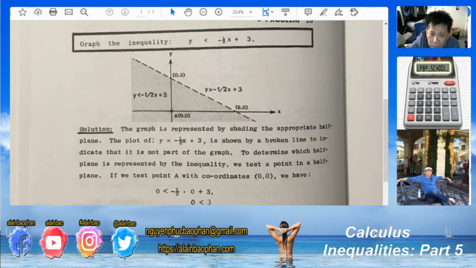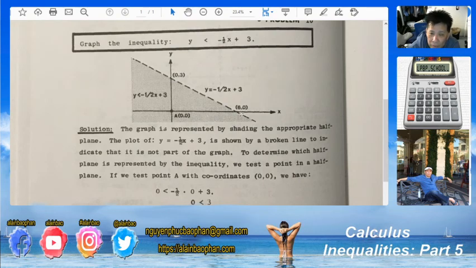So let's say in this picture, we picked x equals 0, and you substitute here. When x equals 0, that means we pick the y-intercept. It cuts through the y-intercept. So x equals 0, you substitute here, minus 1/2 times 0 is 0, so y equals 3. So the y-intercept will be (0, 3).